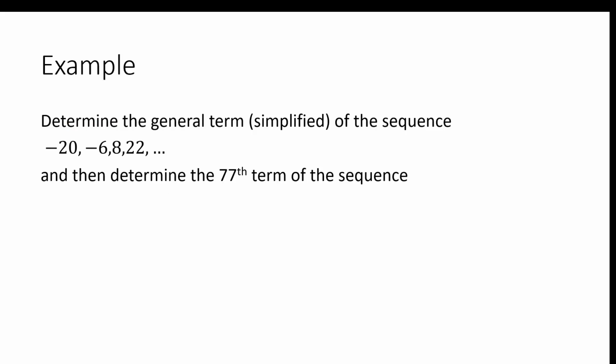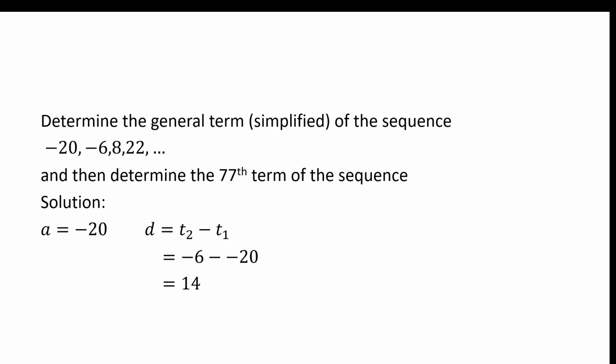Now, using that same sequence, let's determine the 77th term. Rather than having to add 14 so many times, let's use the fact that we have an arithmetic sequence, which we just showed. We know the first term is negative 20, so we'll call that A. We again remind ourselves that the common difference is 14. If you ever know that you have an arithmetic sequence and you want to know what the common difference is, take any term and subtract the prior term, and that'll give it to you. So in this case, 14.